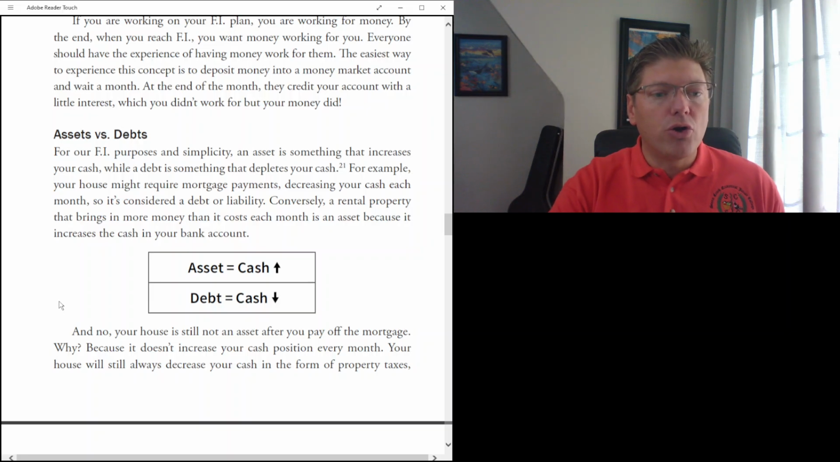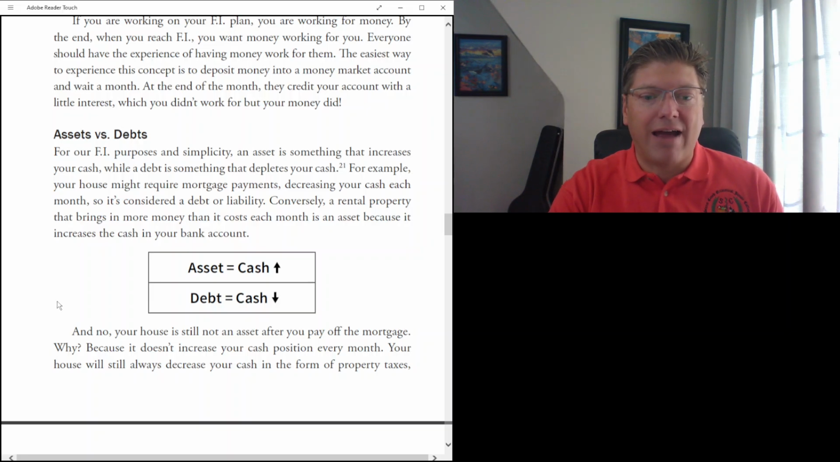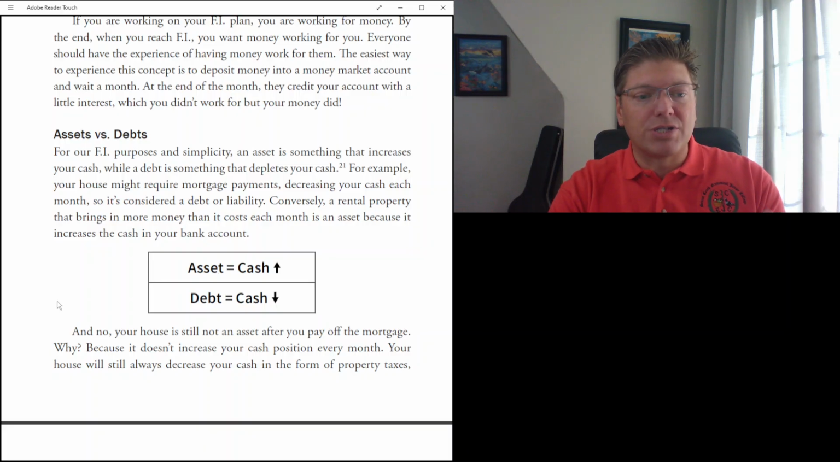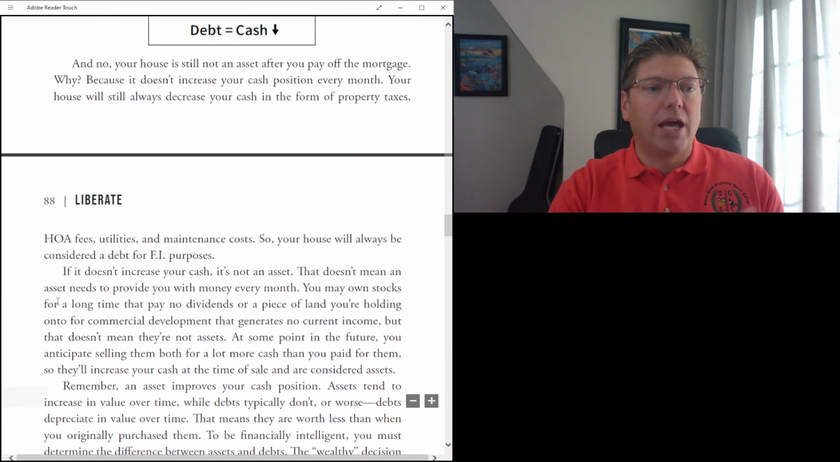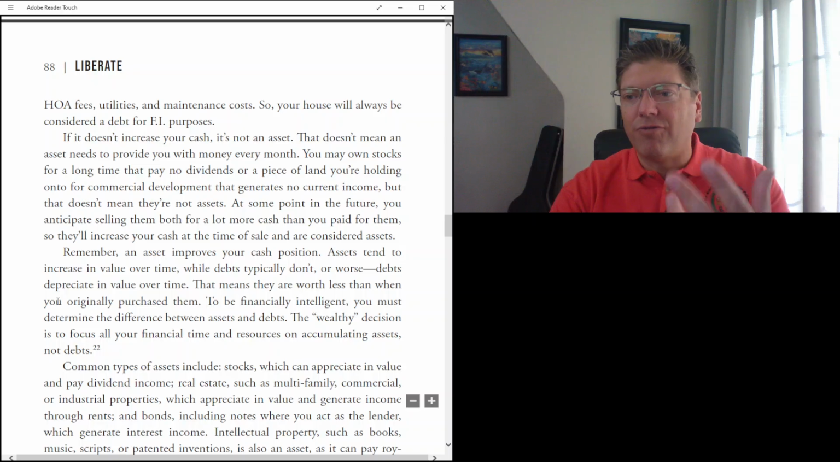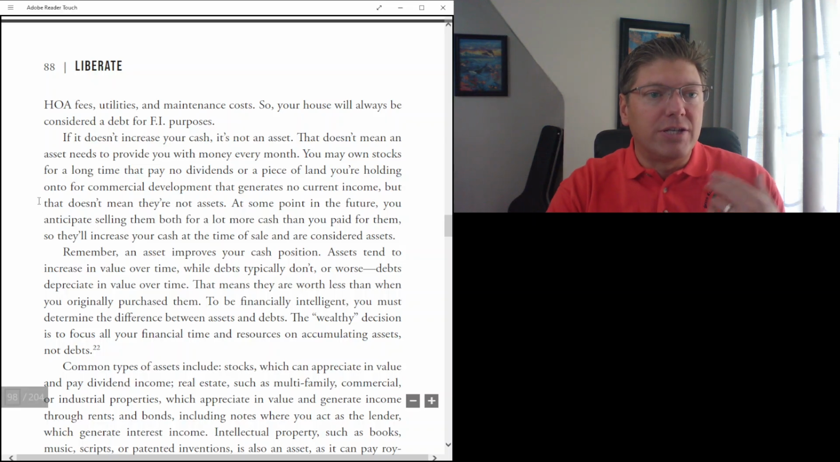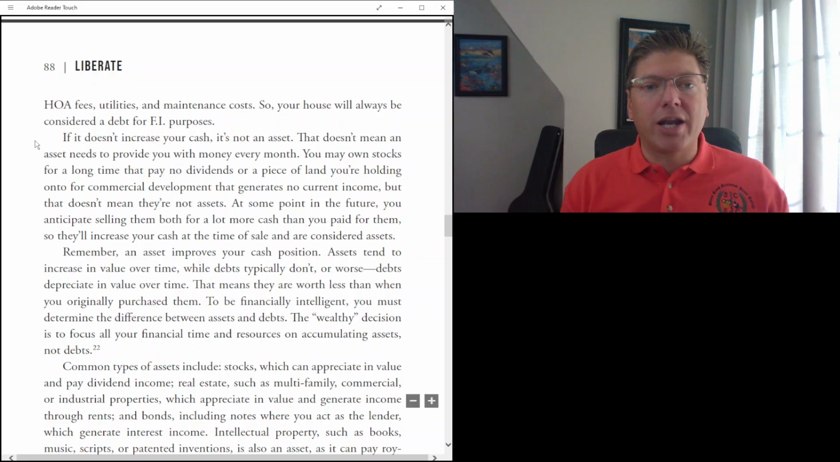Okay. And no, your house is still not an asset after you pay off the mortgage. Why? Because it doesn't increase your cash position every month. Your house will still always decrease your cash in the form of property taxes, HOA fees, utilities, and maintenance costs. So your house will always be considered a debt for FI purposes. If it doesn't increase your cash, it's not an asset.